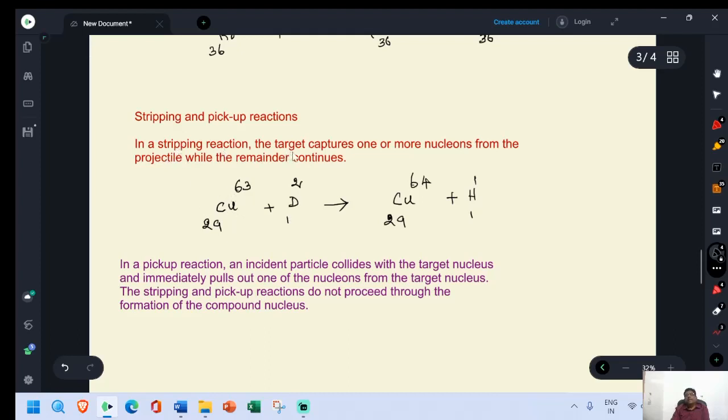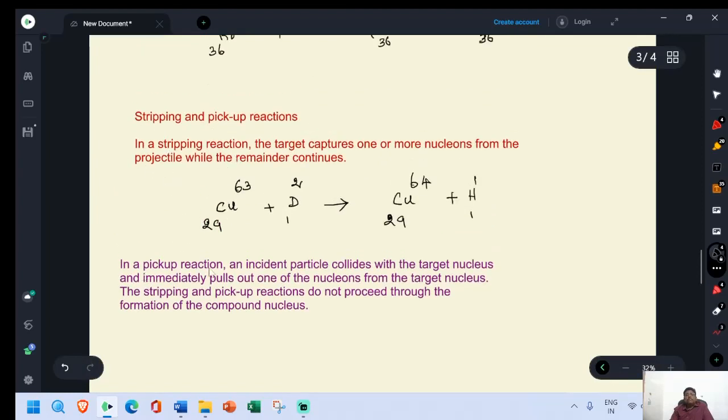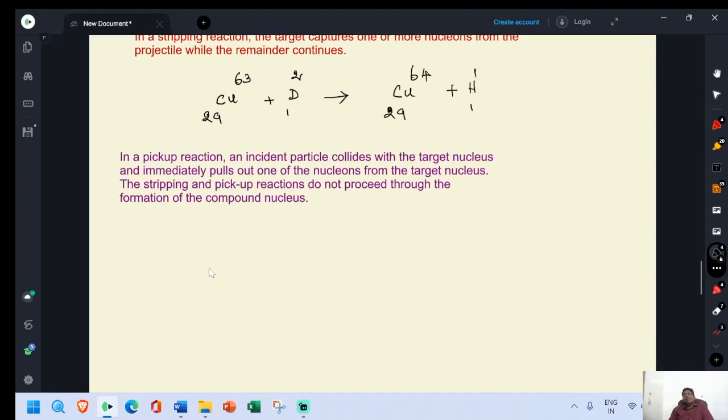In a stripping reaction, the target captures one or more nucleons from the projectile while the remainder continues. Here deuteron is the projectile, copper is the target. The copper absorbs one neutron from the deuteron and the remaining proton comes out of the system, because a deuteron consists of a proton and a neutron. In a pickup reaction, an incident particle collides with the target nucleus and immediately pulls out one of the nucleons from the target nucleus. The inverse process of stripping reaction is pickup reaction. Anyway, the stripping and pickup reactions do not proceed through the formation of a compound nucleus.